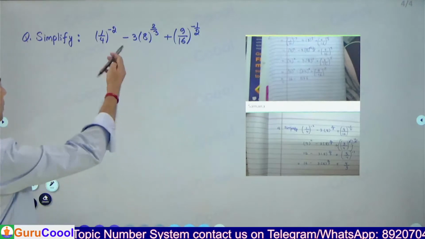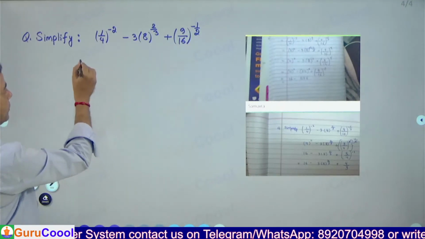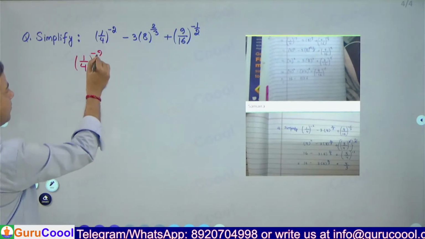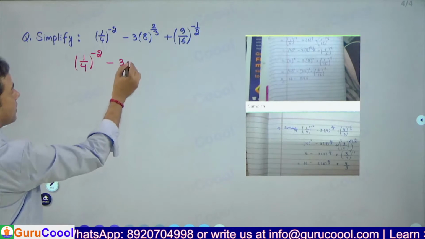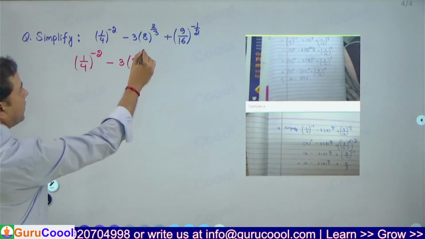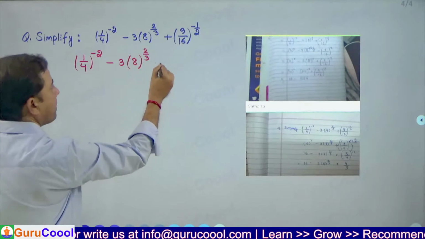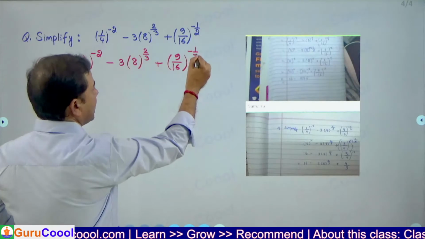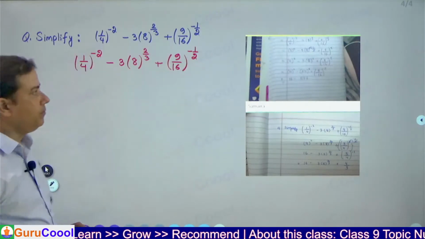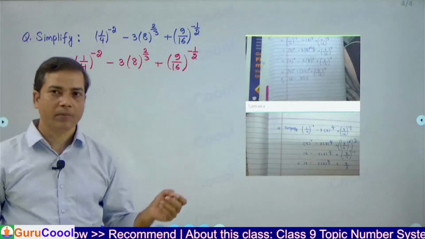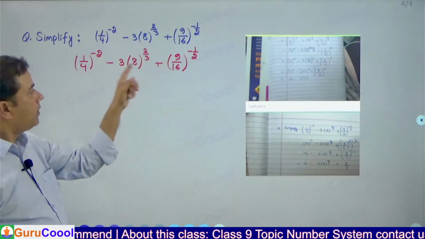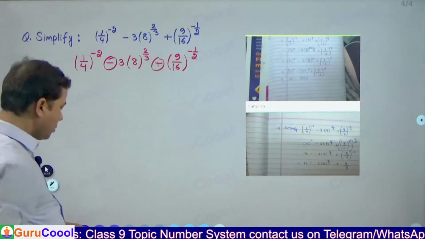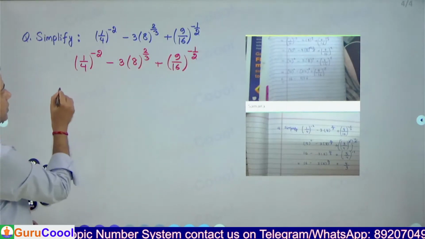Okay, now see the work, see the solution, how to do. The expression is 1 by 4 raised to the power minus 2 minus 3 times 8 raised to the power 2 by 3 plus 9 by 16 raised to the power minus 1 by 2. Our motive should be to simplify each term separately. Plus and minuses are there, not multiply, divide. That means they are different terms. So we have to simplify each term first of all.